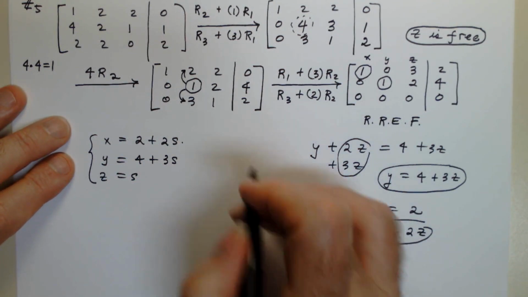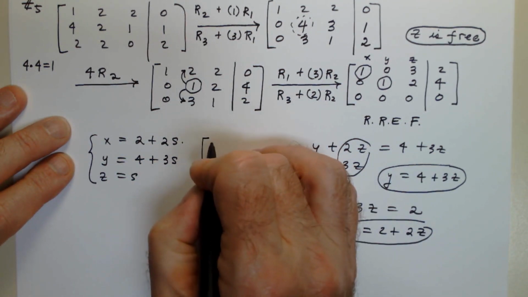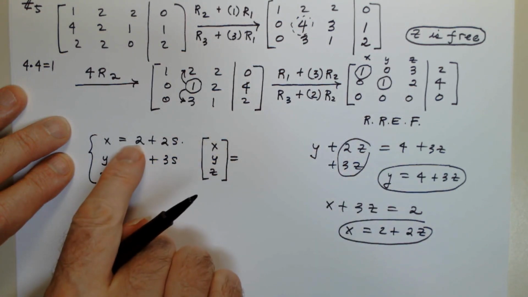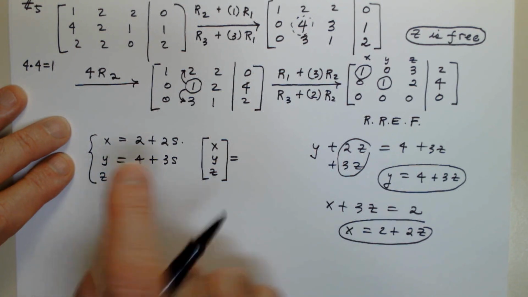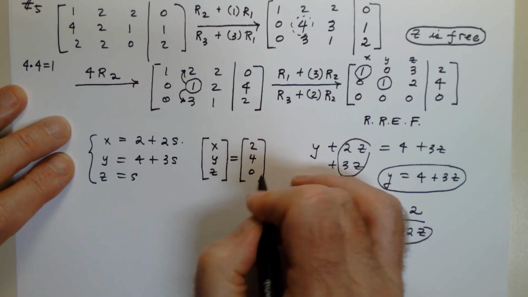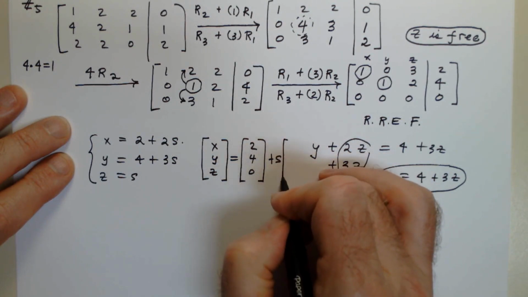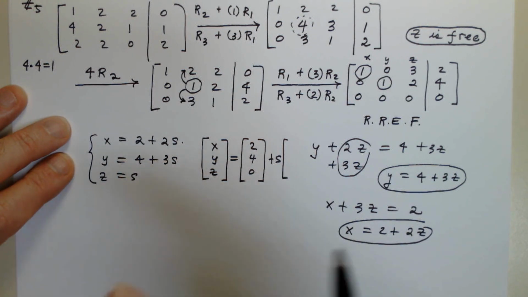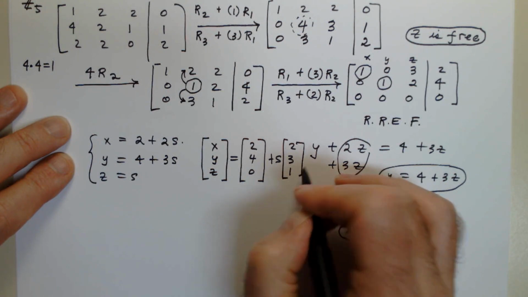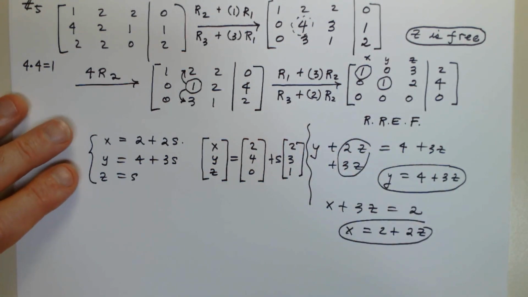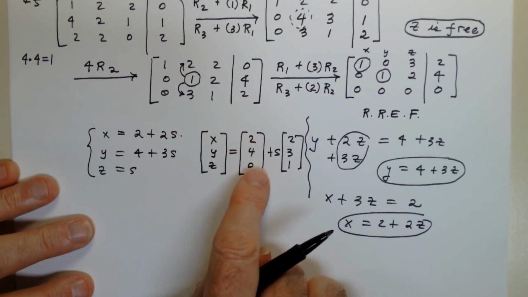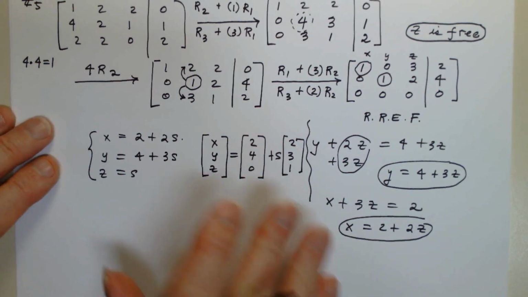Okay? In vector form, we would write this as the constant vector 2, 4, 0. We'll have a parameter multiplying the direction vector 2, 3, 1. Now I'm borrowing the language from working in three-dimensional space. I'm thinking of this as a line that goes through a point with a certain direction. But we have to remember that we're in Z5.